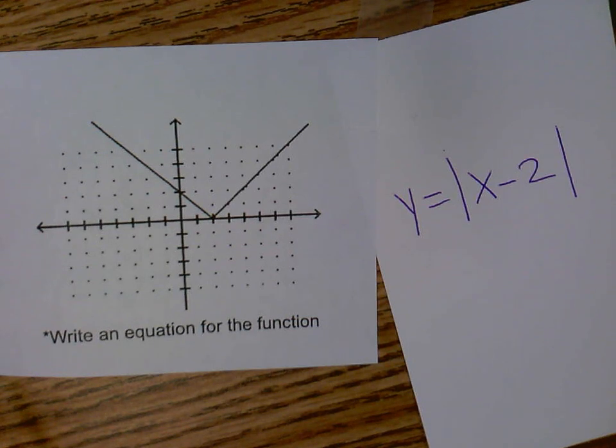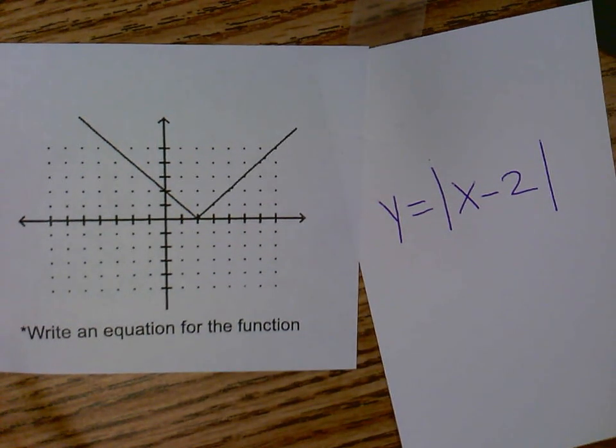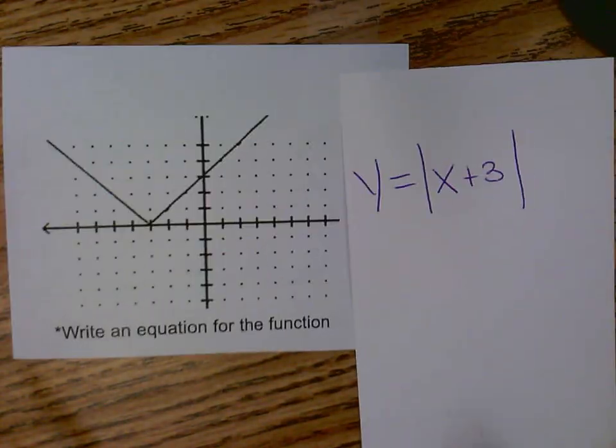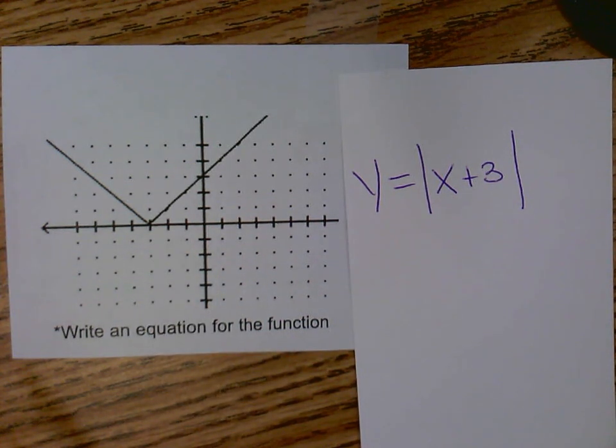So this first note card moves to the right. You're going to find this note card and write that equation on the back. Pause the video and do it now. Then you're going to find this graph. This is moving to the left. You're going to write this equation on the back of that card.